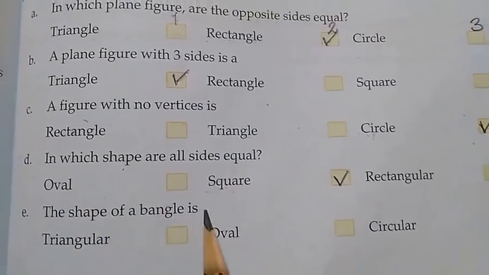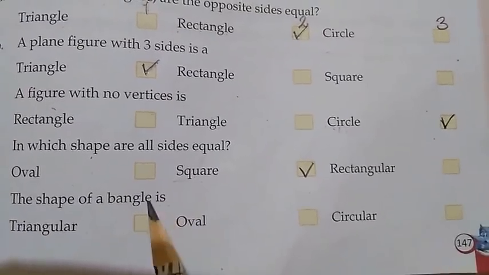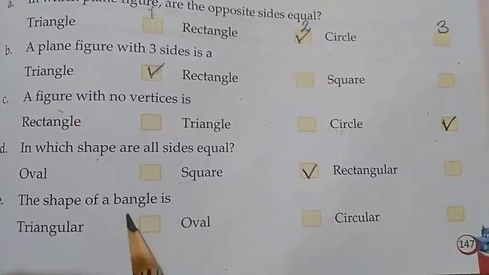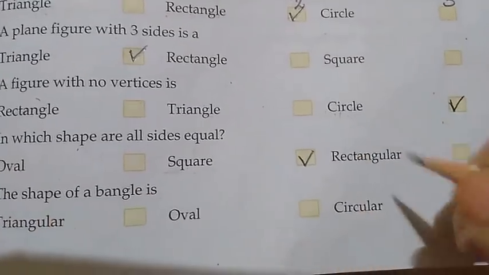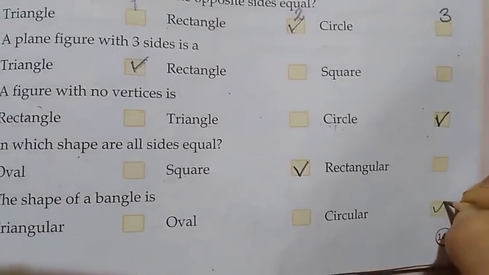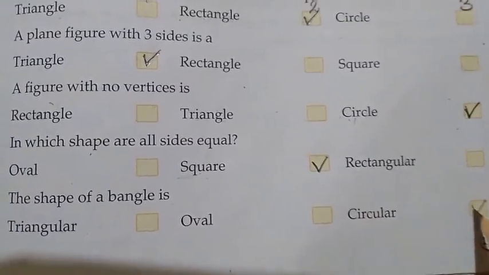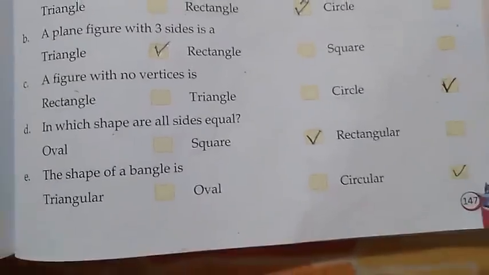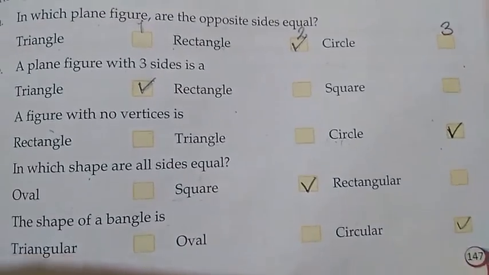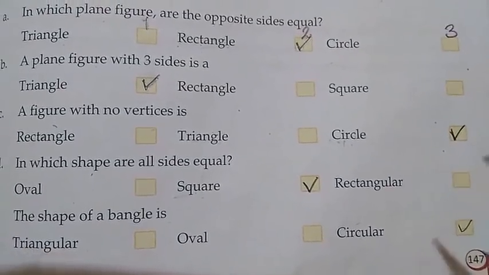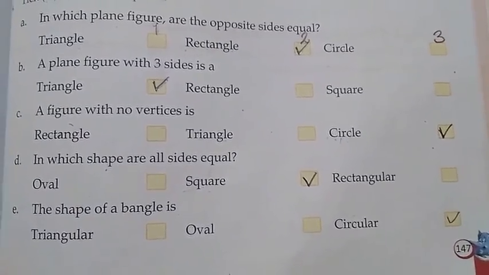The shape of a bangle is, students, in a previous video for the example of a circular shape, I have shown you my bangle, you must remember. So the shape of a bangle is circular. Third option is the correct option, so we will tick on box number 3. The shape of a bangle is circular. Now please tick the correct option, students. If you have not finished it till now, please pause the video and do this work.